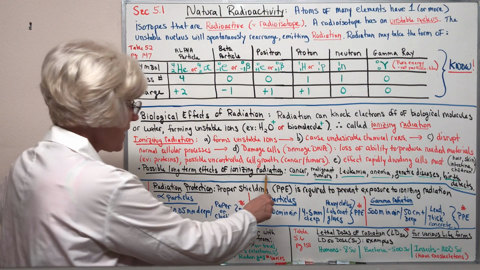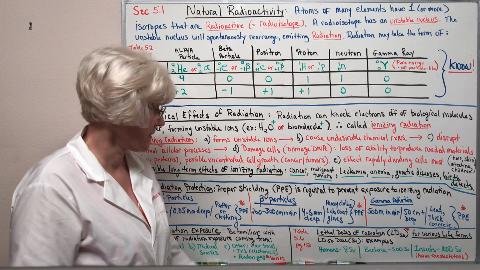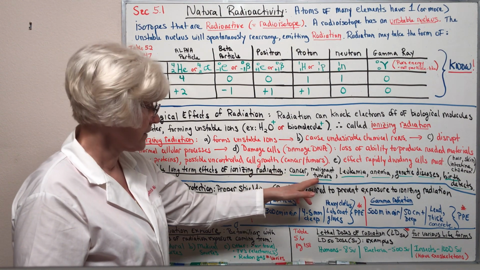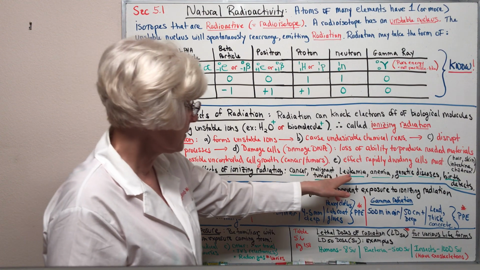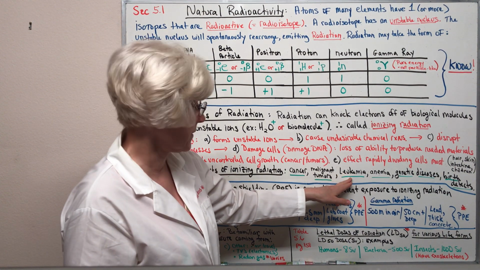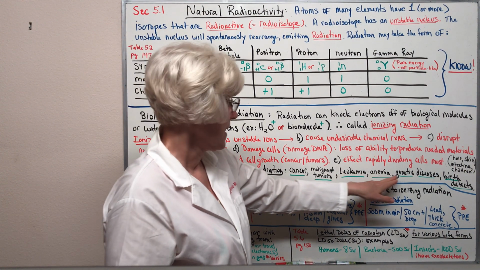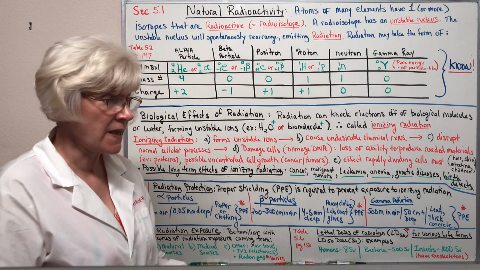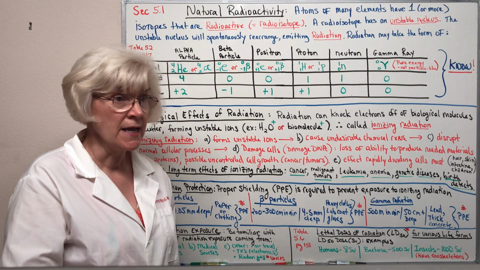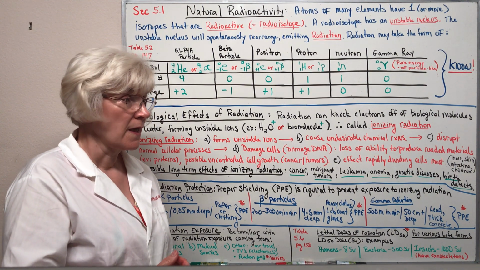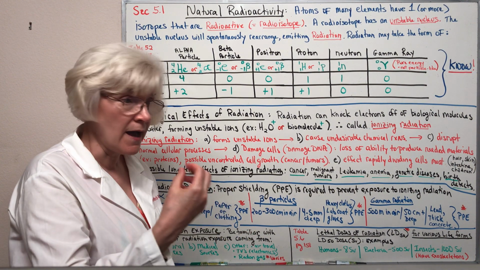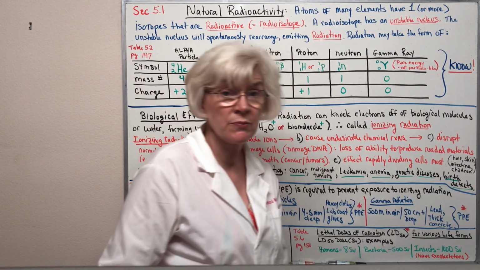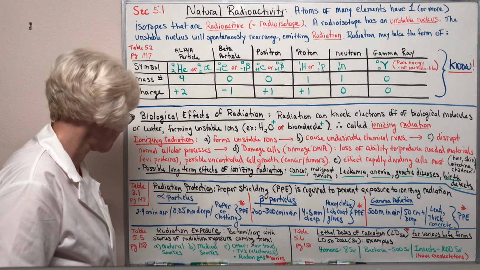Possible long-term effects of ionizing radiation. Some of this you're already familiar with. Cancer, malignant tumors, leukemia, a blood cancer, anemia, genetic diseases, or birth defects. If the ionizing radiation hits gametes, such as eggs or sperm, it can result in children being born with birth defects.